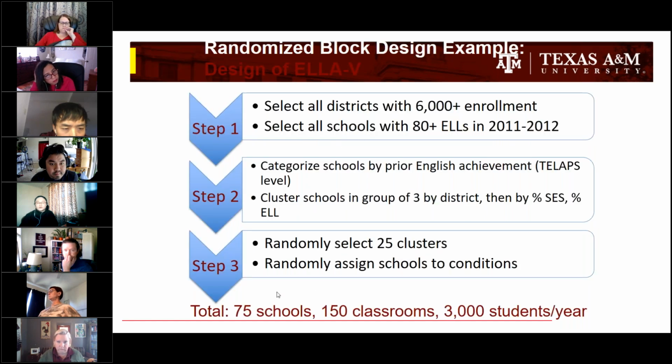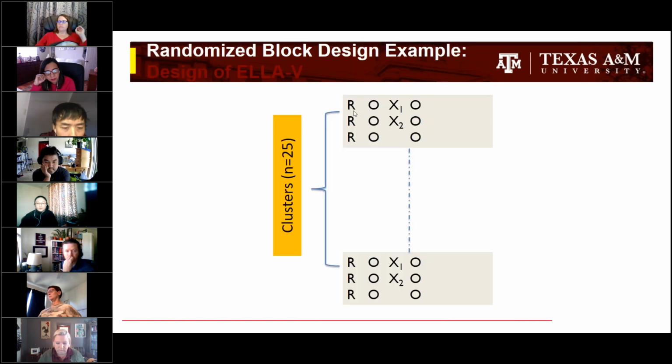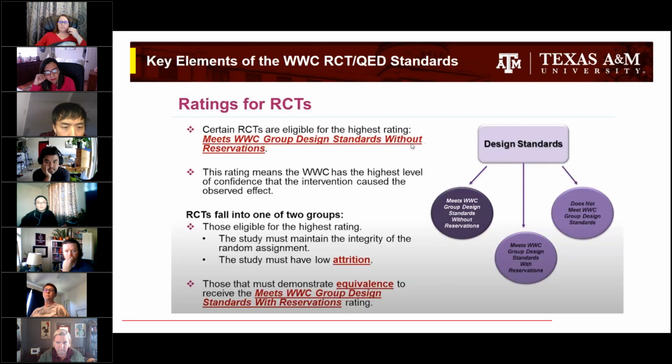So in Project LRV, we have 75 schools. And then we have 25 clusters. Within each cluster, we randomly assign one school to treatment 1 and one to treatment 2, and the third one is the control condition. So back to the design and the rating.